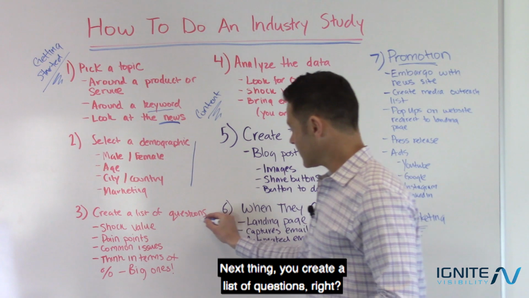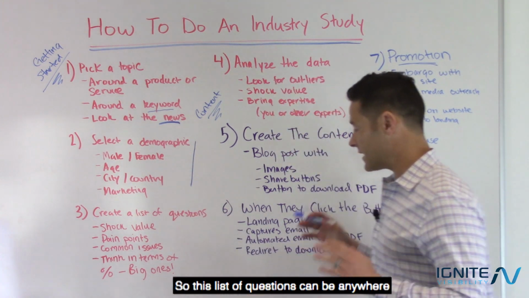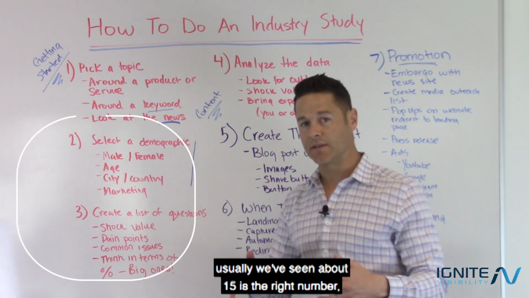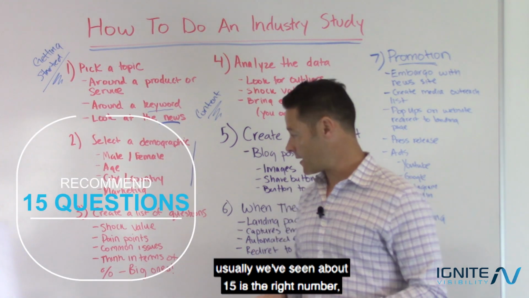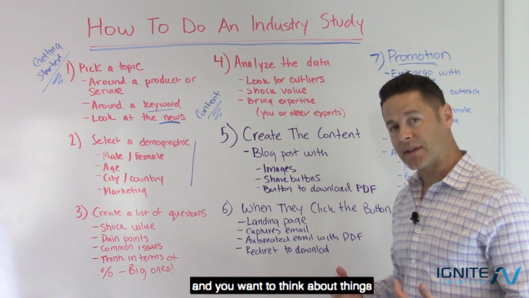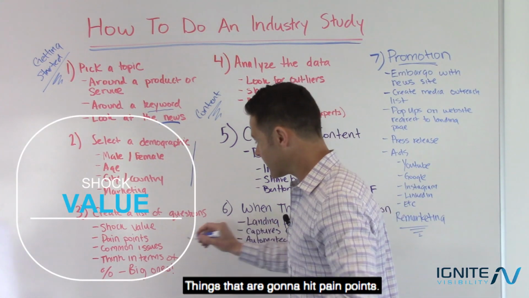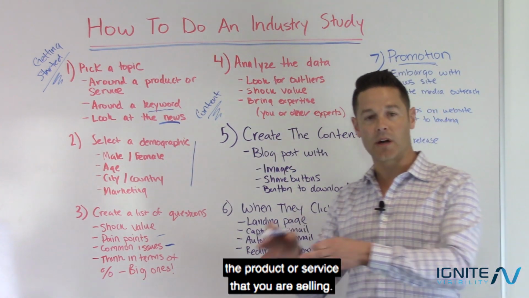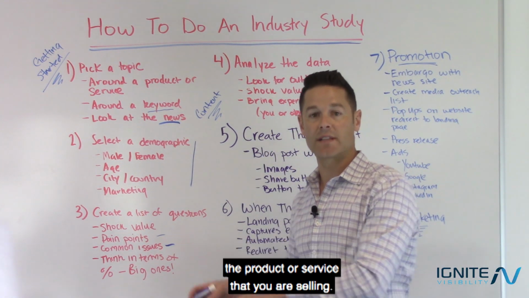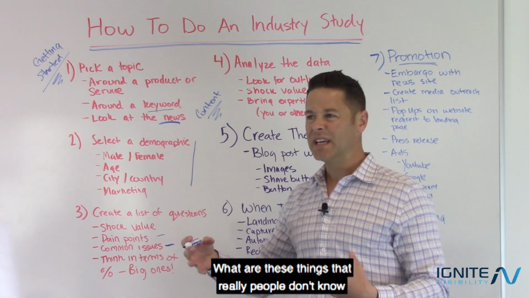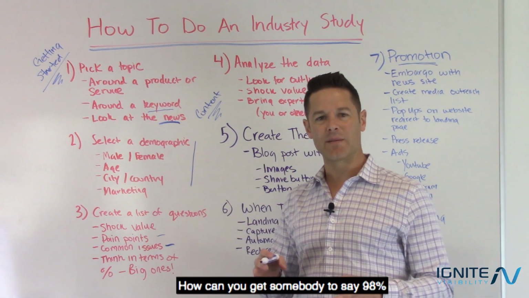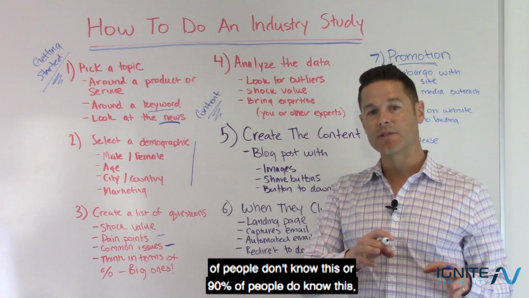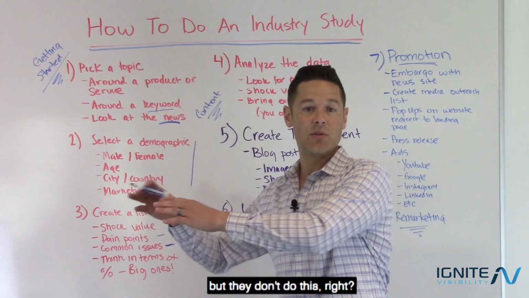Next thing, you create a list of questions, right? This list of questions can be anywhere from 5 questions to 20 questions. Usually we've seen about 15 is the right number. And you want to think about things that are going to have shock value, things that are going to hit pain points, things that are going to be the common issues around the product or service that you are selling. What are these things that people really don't know a lot about? How can you get somebody to say 98% of people don't know this, or 90% of people do know this, but they don't do this, right?